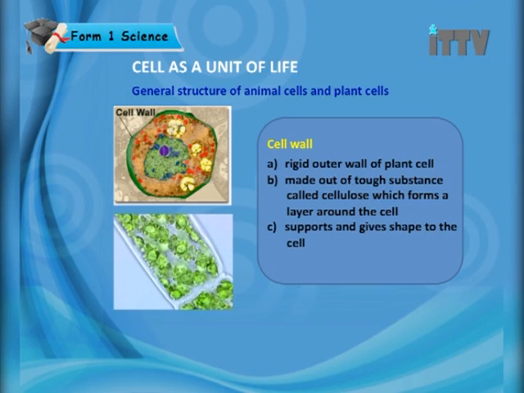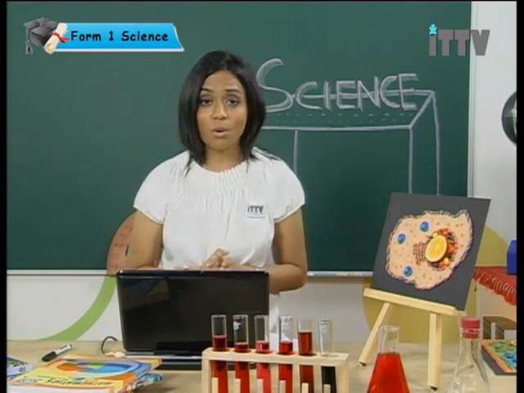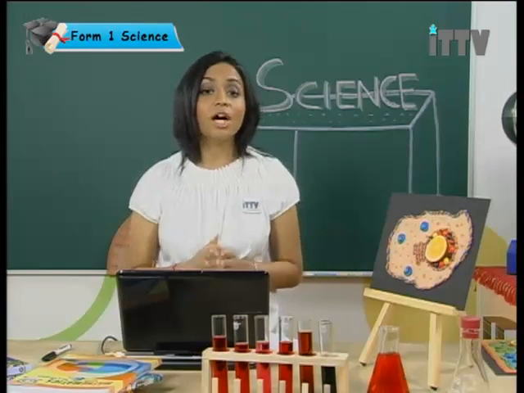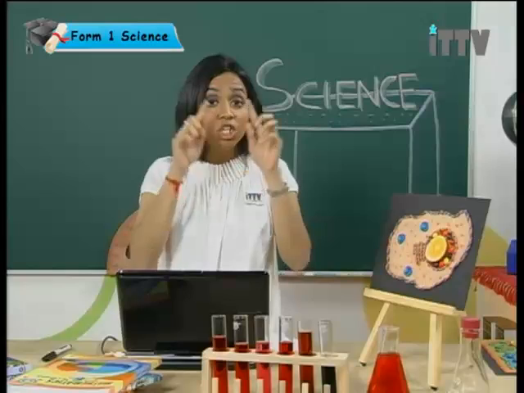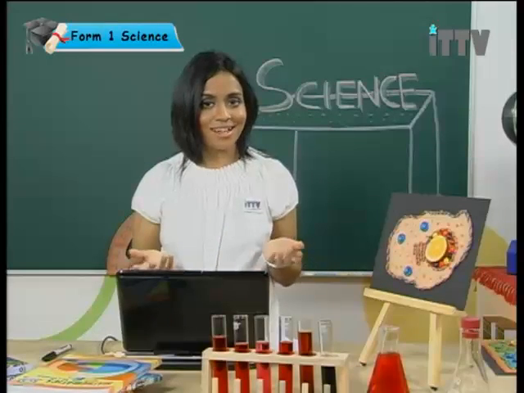Next, we have a look at the cell wall. What is the cell wall actually? Remember that the cell wall is a structure for plant cells, not animal cells. The cell wall is the rigid outer wall of a plant cell. It is made out of a tough substance called cellulose, which forms a layer around the cell. The cell wall supports and gives shape to the cell. So remember that the cell wall is made of cellulose. It gives the shape to the plant cell.